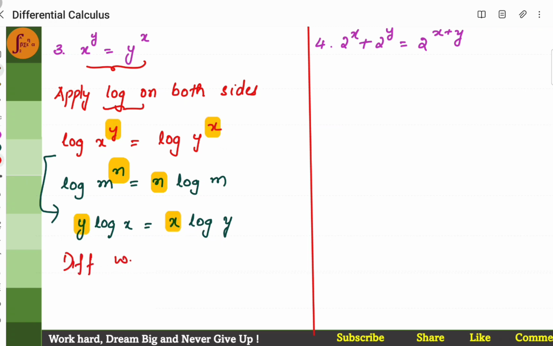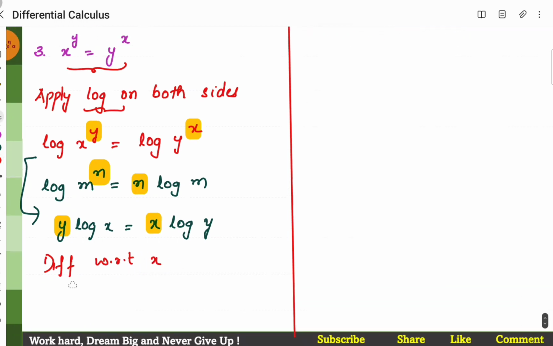Now I'll differentiate with respect to x. So if I differentiate, I'll get y into log x. Now you'll have to apply the product rule here because there are two functions here, y and log x. So the product rule states that you take the first term into the derivative of the second term. What is the derivative of log x? 1 by x. Plus the second term into the derivative of the first term. The derivative of the first term is 1 into dy by dx.